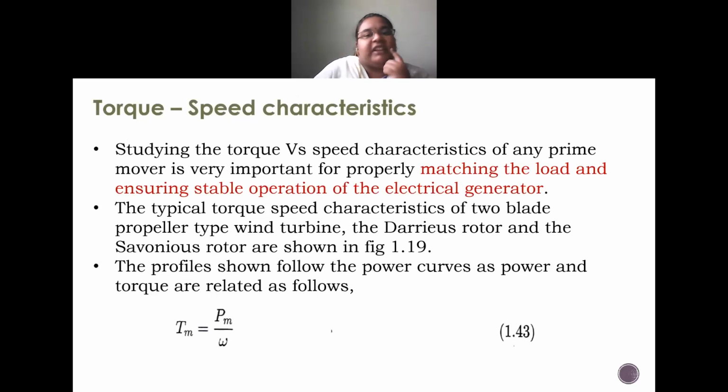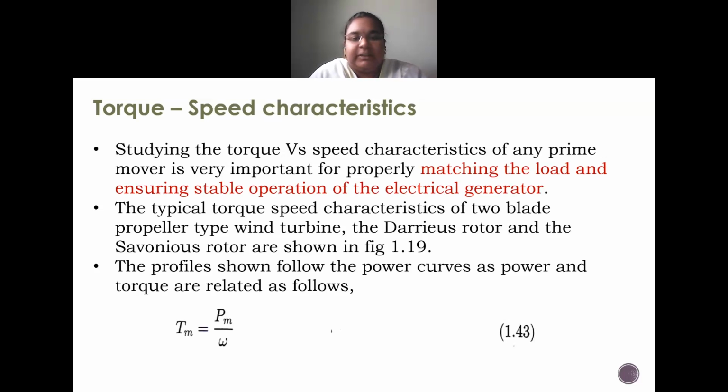Next topic is the torque speed characteristics. Why are we studying the torque speed characteristics of a prime mover? It is useful to properly match the load and ensure stable operation of the electrical generator. Whenever there is a source and a load, we need to make sure that they are matched properly in order to get the maximum power output, right? So that is what we are going to do in torque speed characteristics. By studying them, we can make sure that our load is matched to the source and ensure the stable operation of the electrical generator.